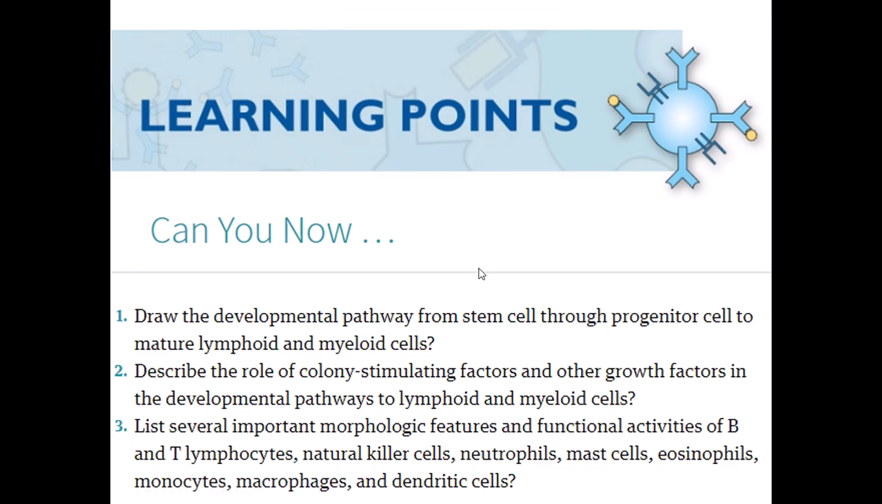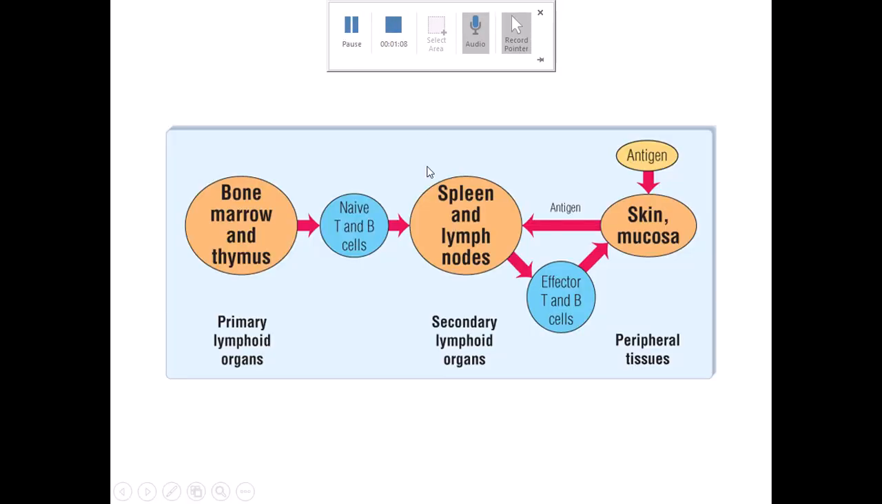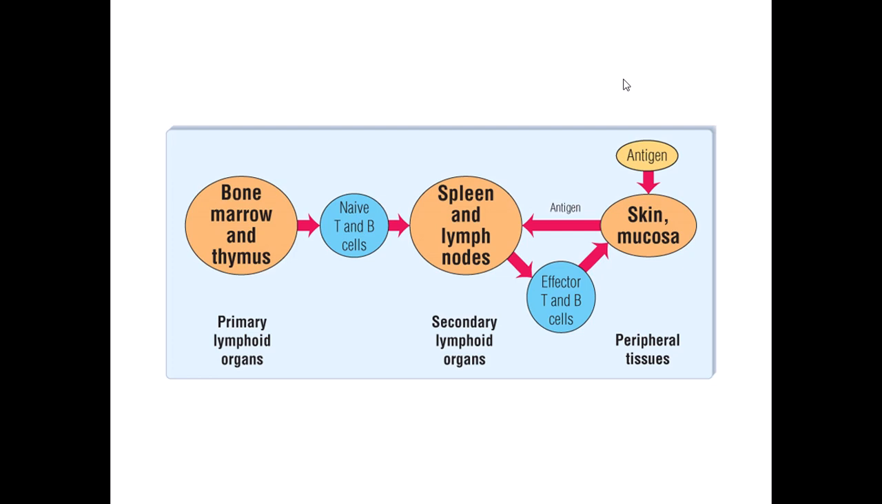Okay, these are the main objectives of this slide. We'll be talking about the developmental milestones of the cells that are involved in the immune system. Okay, so here we talk about the anatomy of the cells and tissues of the immune system.